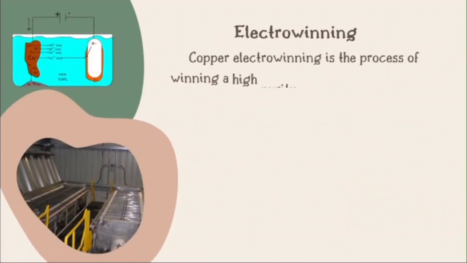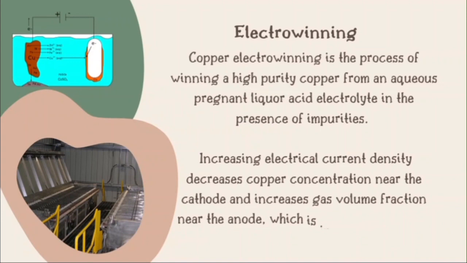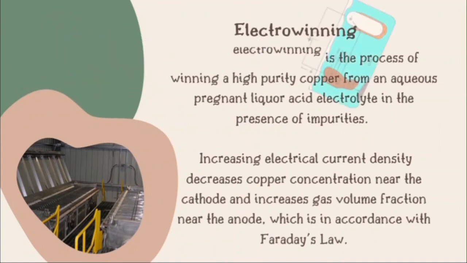2. Electrowinning. For example, copper electrowinning is the process of winning high-purity copper from an aqueous pregnant liquor acid electrolyte in the presence of impurities. There are two upward flows in the cell, one is near the anode because of oxygen generation and the other is near the cathode due to depletion of copper ions from the electrolyte and buoyancy force. In the middle of the cell, the electrolyte recirculation zone causes a downward flow. Increasing electrical current density decreases copper concentration near the cathode and increases gas volume fraction near the anode, which is in accordance with Faraday's law.